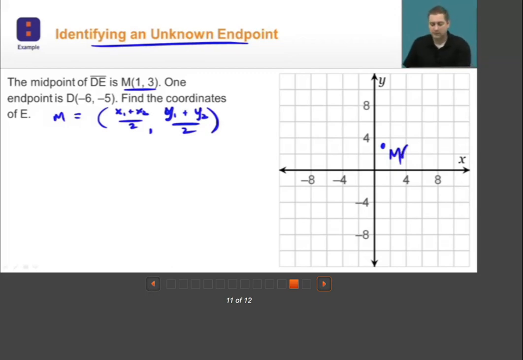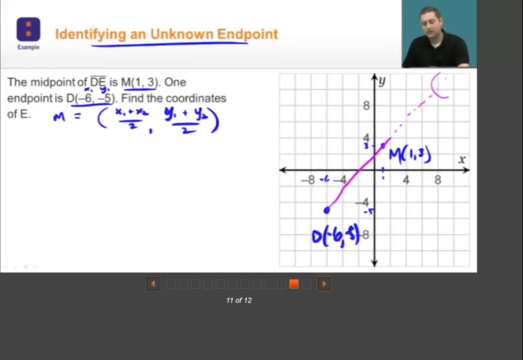And, in fact, put it in my coordinates here just for a reminder. And we know that one of our endpoints, D, which I'm going to label as x sub 1, y sub 1, is at -6, -5. So over to -6, down to -5. That's going to be right here. So what we have here is a line segment that looks like this, but it goes somewhere, and I know the solution is going to be somewhere over there, but I don't know exactly where.